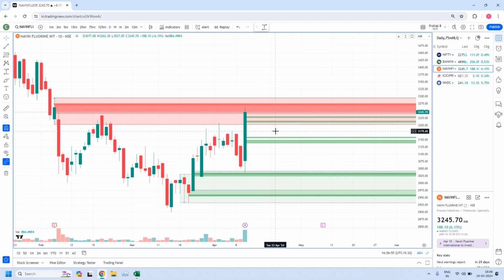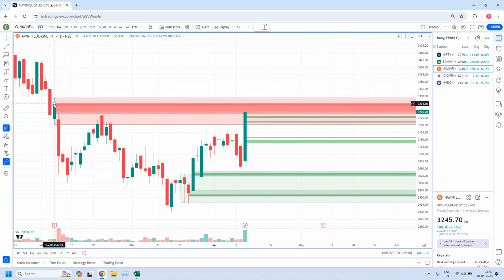Actually, one more point I forgot to tell you. Navin Fluorine is also having a high liquidity daily supply zone, drop base drop. Previously, I think maybe on 19th February, we might have got this stock. At that time we fine-tuned this zone. And this is available in the chart as it is, because previously we discussed it.